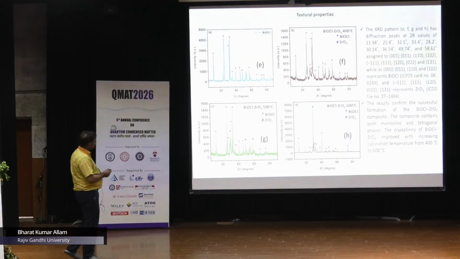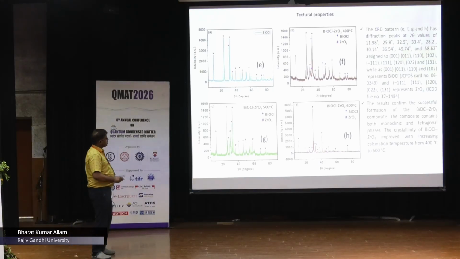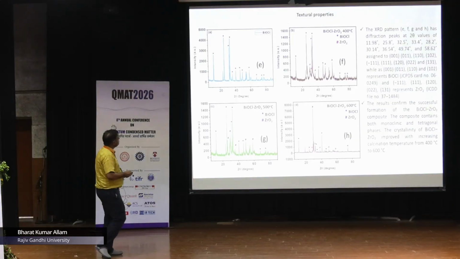After that we have taken the XRD pattern of our nanocomposite, because we have calcinated it at different temperatures: 400 degrees centigrade, 500 degrees centigrade, 600 centigrade. You can see from the XRD pattern that if we increase the calcination temperature, the crystallinity of the material increases, and we also see the peaks corresponding to bismuth oxychloride and zirconium oxide in our composite material. So it is a composition of both the materials.